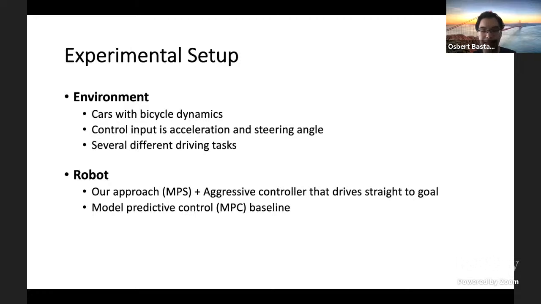But the key idea is that this policy is going to try to get to the goal as quickly as possible. And we're going to fully rely on our approach, the shielding algorithm, to ensure safety. And I will also show one simulation with a model predictive control baseline. It's a pretty standard MPC.